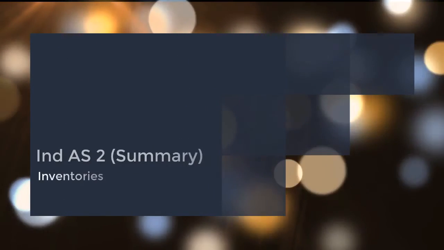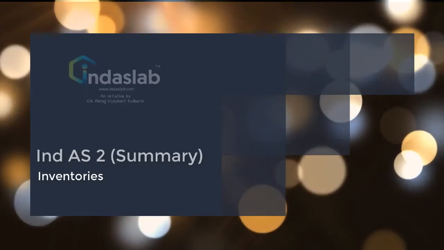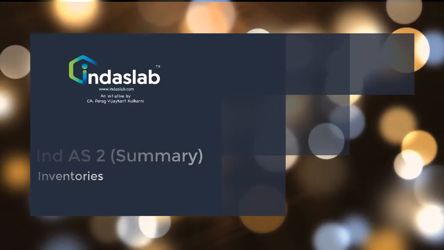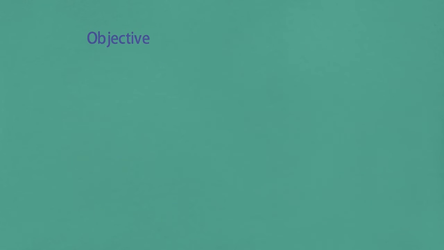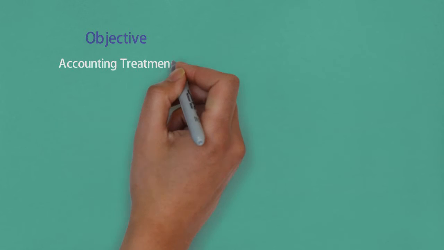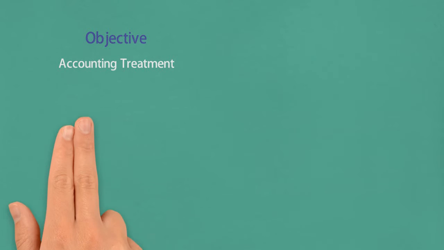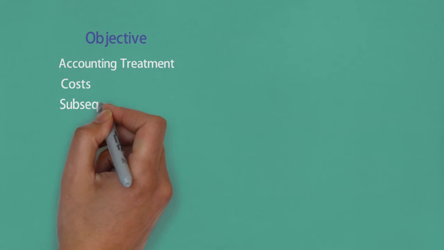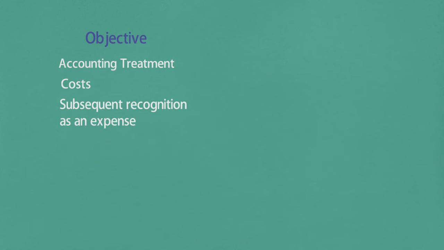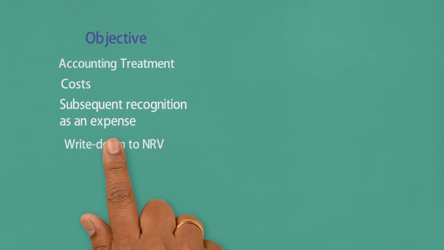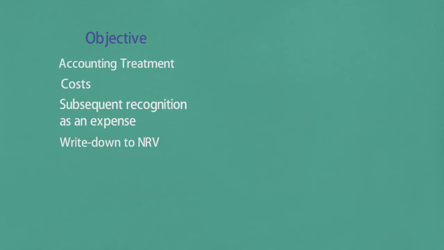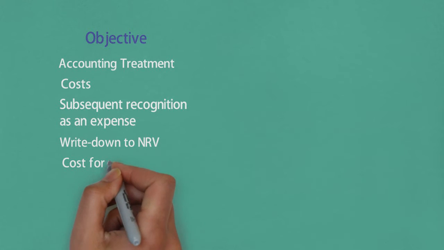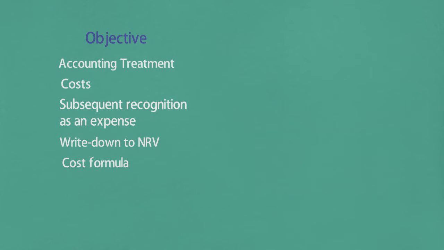In this video, we will focus on Ind AS 2 inventories. The objective of Ind AS 2 is to prescribe accounting treatment for inventories. It deals with costs, subsequent recognition of inventory asset as an expense, write down of inventories to NRV, that is net realizable value, and formulas used in its valuation, to which we call cost formulas.